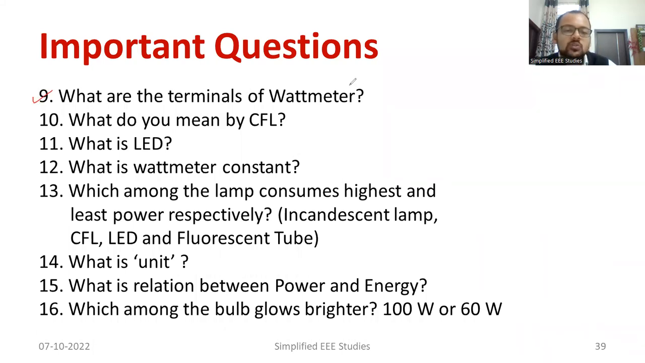What are the terminals of a wattmeter? I have already discussed it. A wattmeter is used to measure single phase power. The four terminals of a wattmeter are mains, load, common, voltage. Here, this is called the current coil, and this will be the voltage coil or pressure coil.